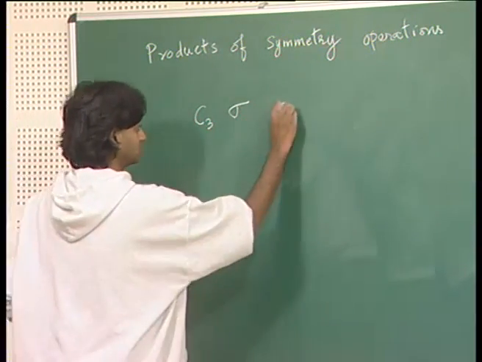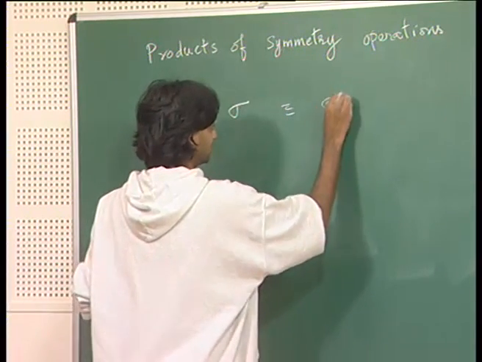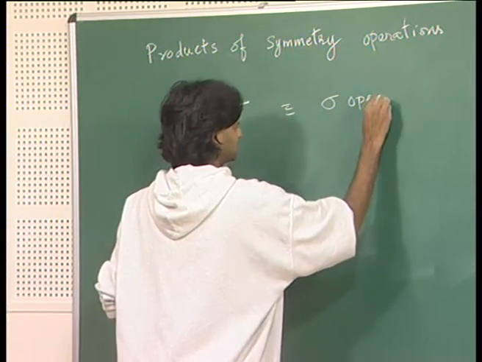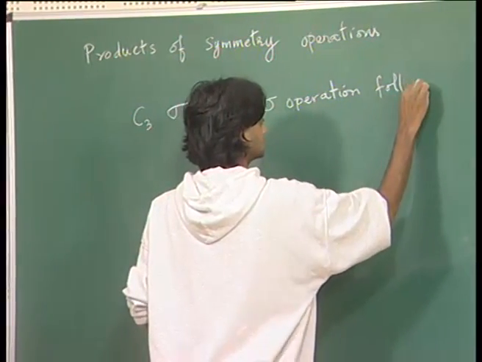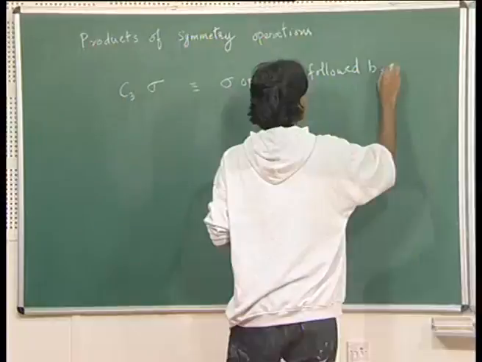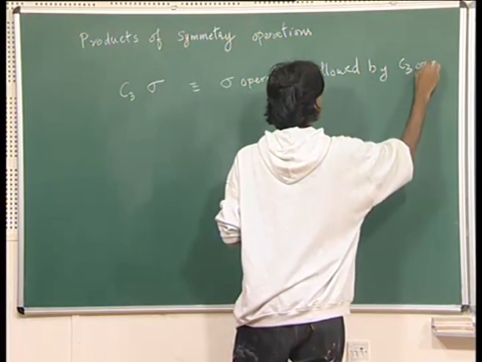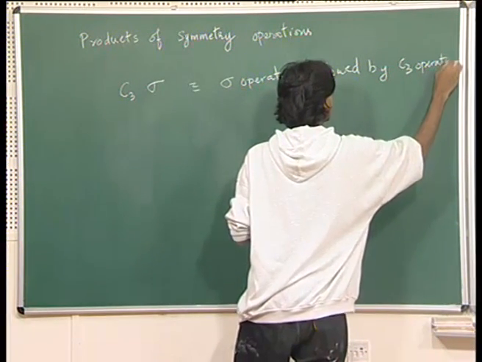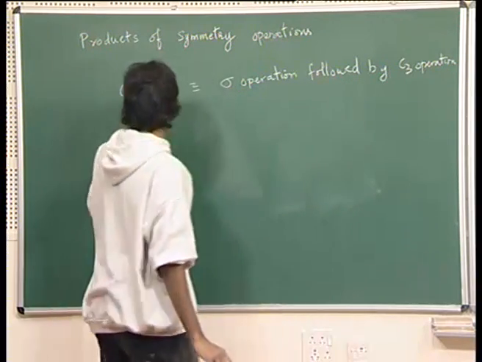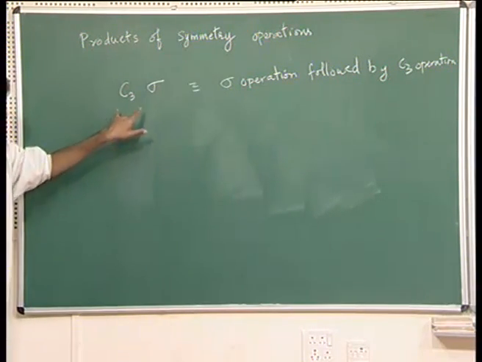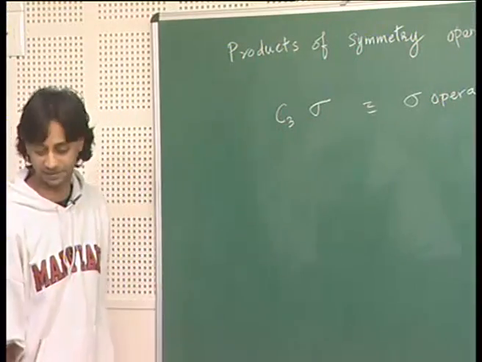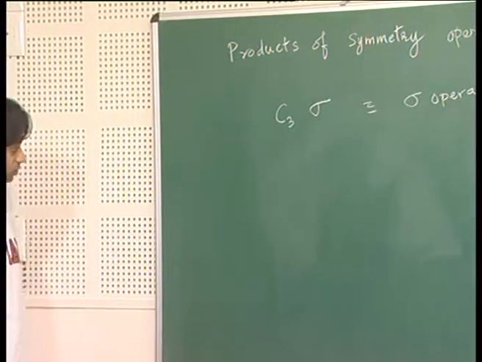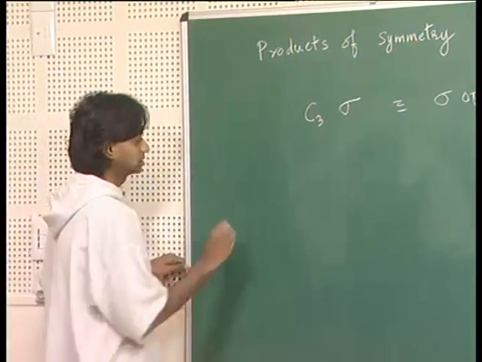So this is sigma operation followed by C3 operation. Okay. So we will be using this convention for products of operations. Whenever I write C3 sigma, that means I first operate by sigma and then I operate by C3. Okay. So let us ask a few questions.